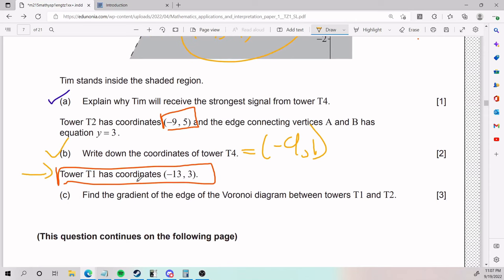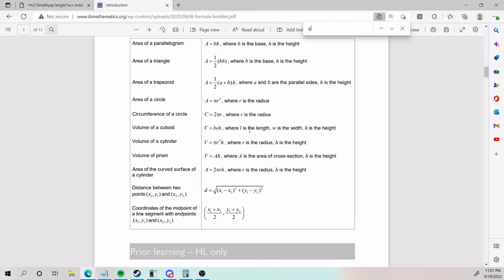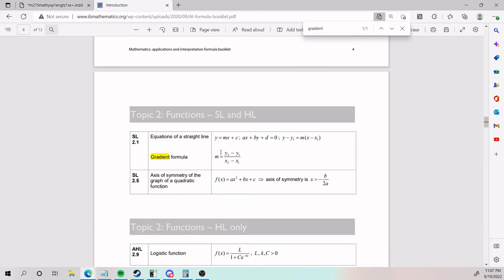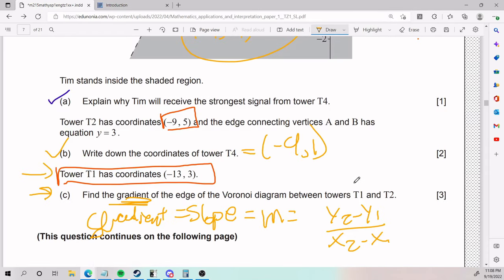All right, they give us, that's part B, see? They give us the information that tower T1 has the coordinates, blah, blah, blah. And we need to find the gradient of the edge of the Voronoi diagram between towers T1 and T2. What the hell is gradient? Gradient is the same as slope, which is the same as the symbol m, which is the same as the thing in my trusty rusty formula booklet: y2 minus y1 divided by x2 minus x1. See, this is in your formula booklet. It is right there. Look at it. This is a tool that you can use always.